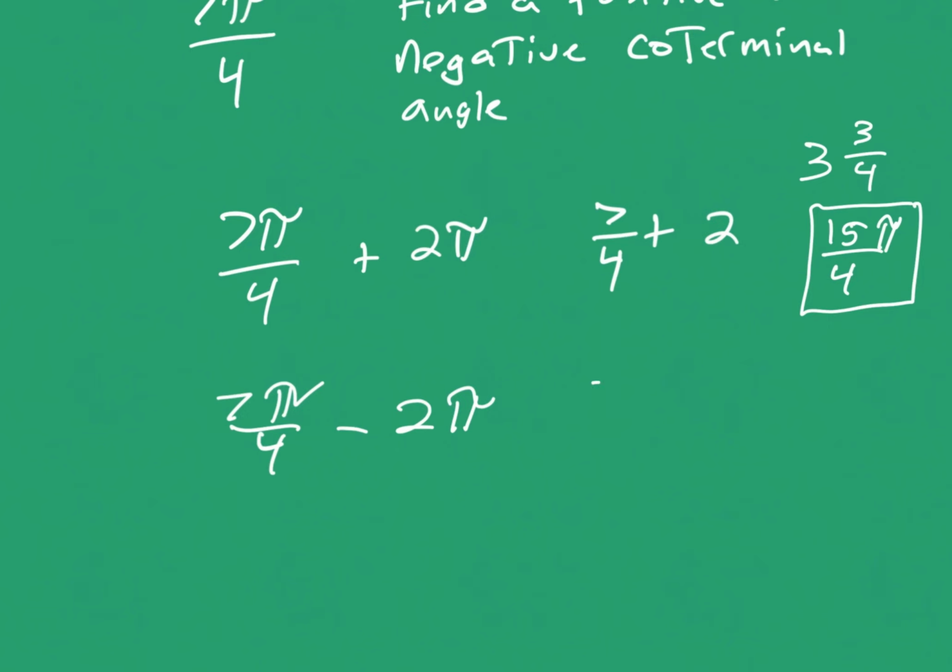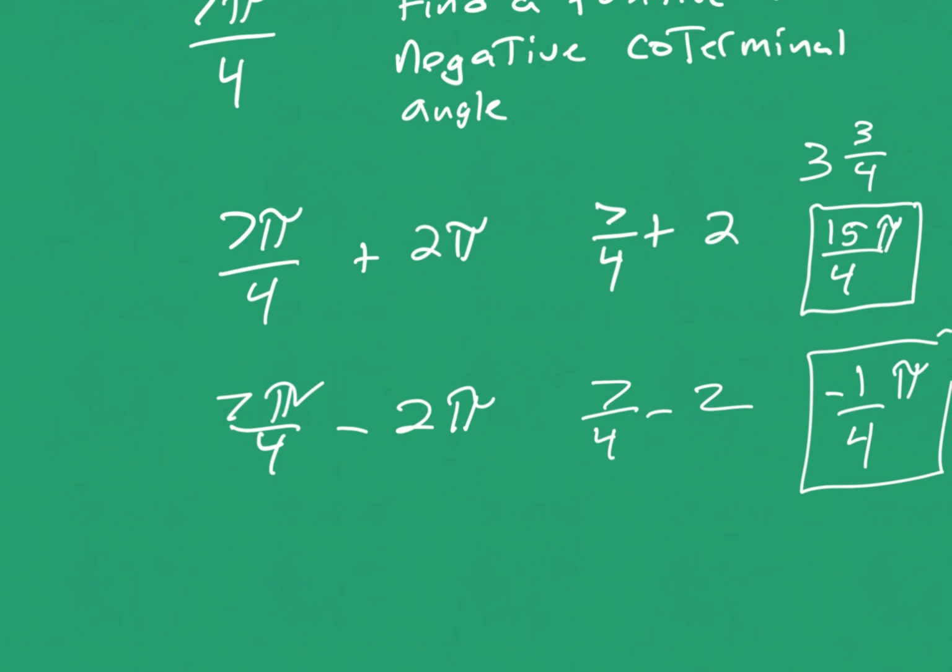So for the second one, then, it's 7/4 minus 2. So 7 ABC 4 minus 2. And that one just gives you the answer, negative 1/4. And just put a pi with it. And that's your solution. Okay?